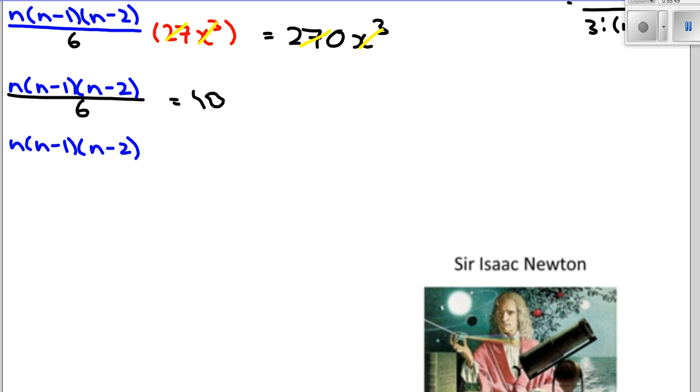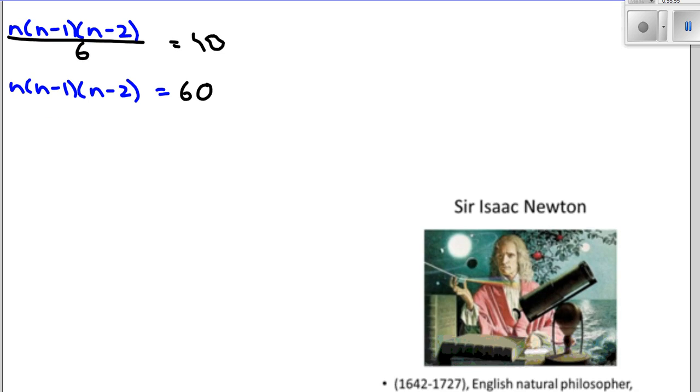Did you get it? You might want to do some foiling and all that business. When you foil all this, you want to be really good at your foiling. That's going to give you an n squared. Yep, almost there. We're nearly done. So when we foil this, what do you get? N squared subtract 3n plus 2. Good. Well done. Subtract 3n plus 2 equals 60. And then factor that in, you'll get n cubed minus 3n squared plus 2n, I'll just go straight to minus 60 equals 0.